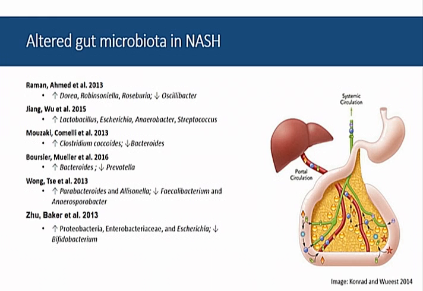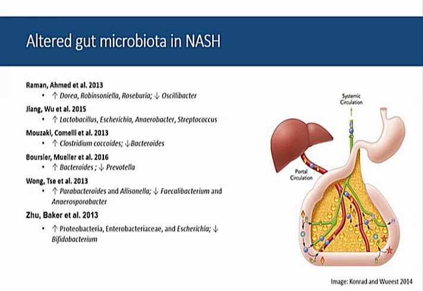Several studies have looked at the profile of gut microbiota in NASH, and several studies have found that there are differences from someone who does not have this disease. If you look here, you can see an increase in lactobacillus, an increase in escherichia, an increase in Clostridium coccoides, a decrease in bacteroides. Another study has shown an increase in bacteroides, a decrease in Prevotella. You also see the study by Zhu et al., an increase in proteobacteria, Enterobacteriaceae, and Escherichia, and a decrease in bifidobacteria.